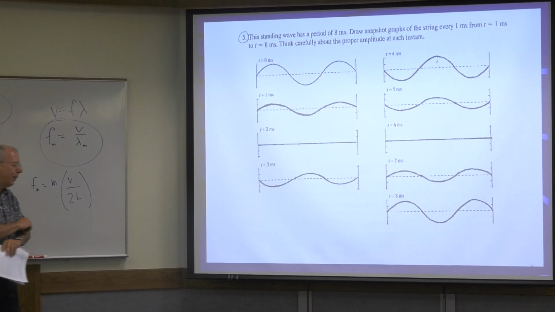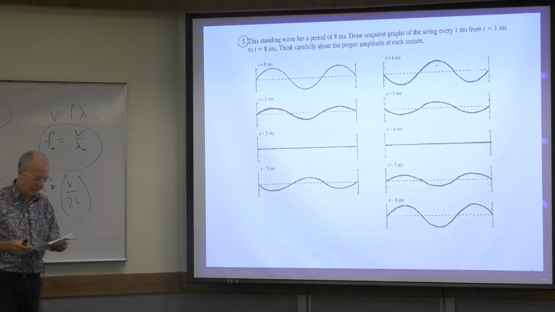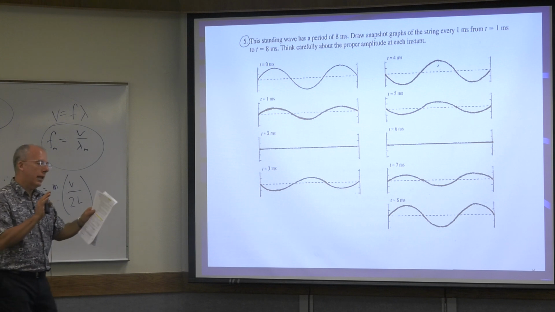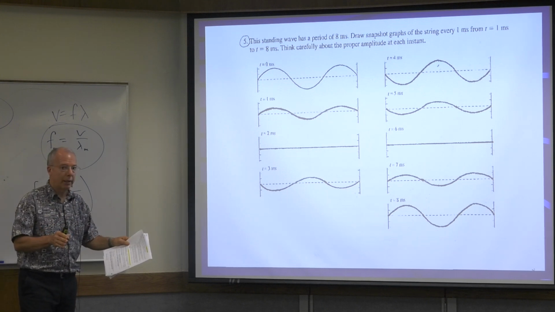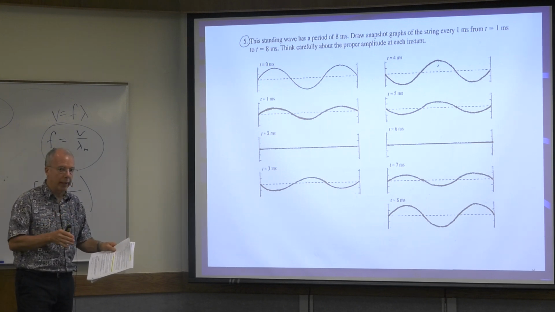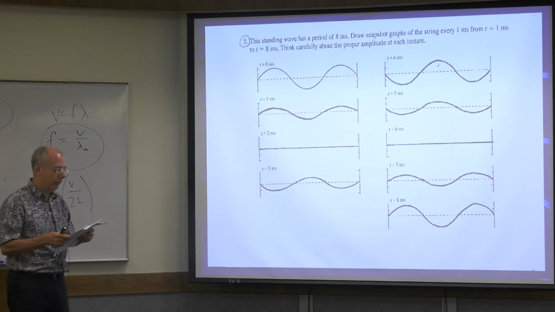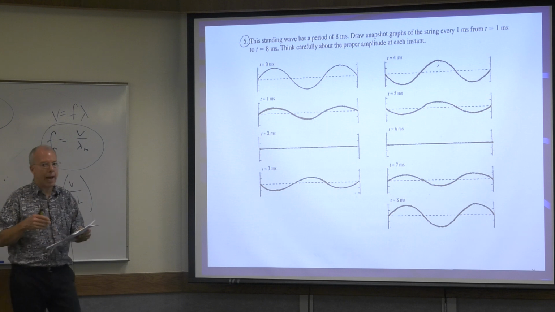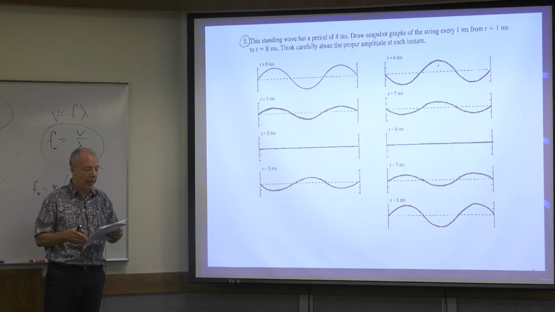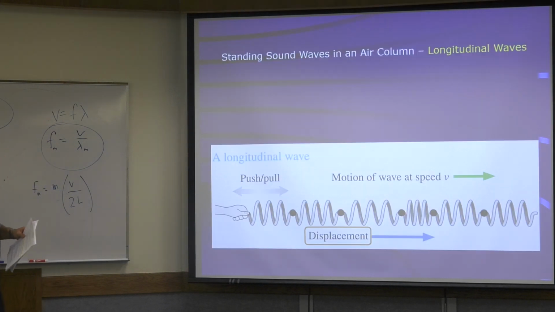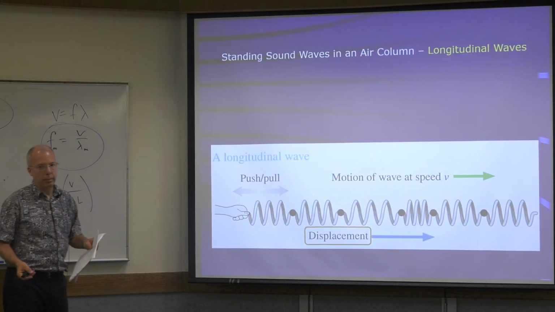Now we're going to shift gears. So that was transverse waves, right? Transverse waves on a string. But remember, there's another kind of wave, which is called a longitudinal wave. And where are they found? Sound waves, sound waves in air. So now we're going to talk about standing sound waves in an air column.